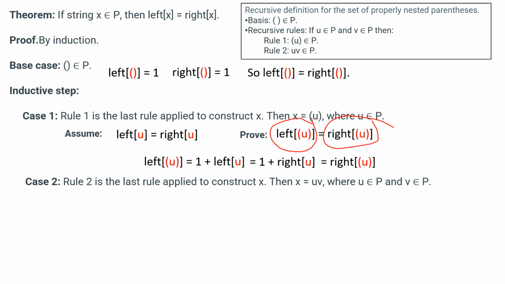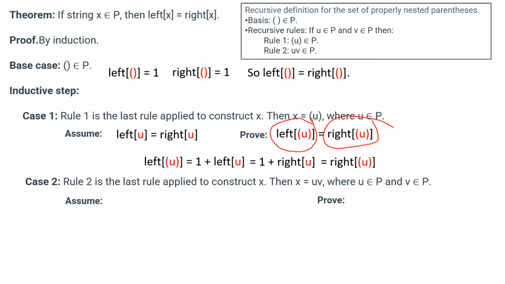So for case 2, we're assuming that rule 2 is the last rule applied to construct x. And remember, we started with u and v in P, and then we would get a new element where we just put u and v together. So again, we're on the inductive step, and we have an assumption. So we need to assume something and prove something. Remember, by the way, this assumption is always called the inductive hypothesis.